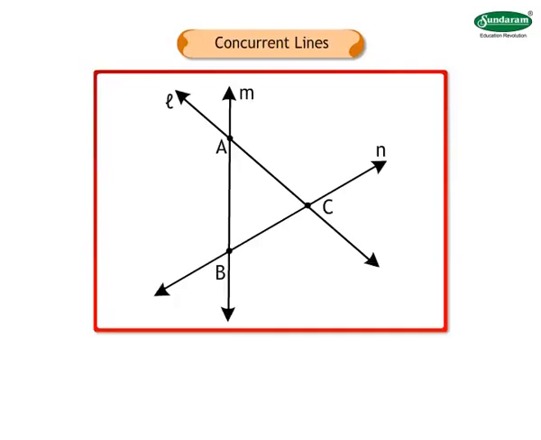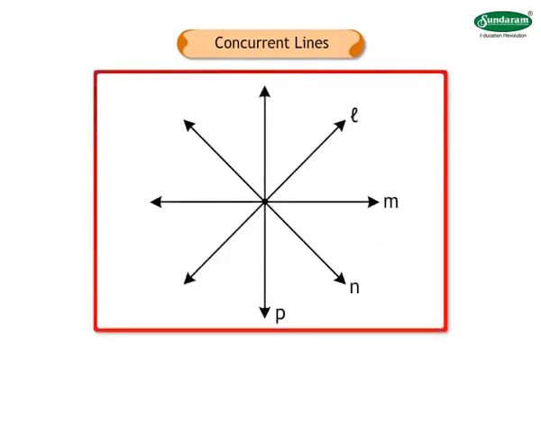Concurrent lines. In the figure, we can see that lines L and M intersect at a point A. Lines M and N intersect at point B. Lines L and N intersect at point C. If we consider 2 lines at a time, we get different intersection points for each pair.